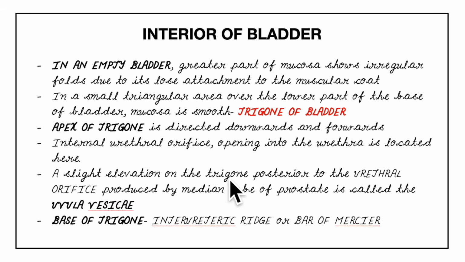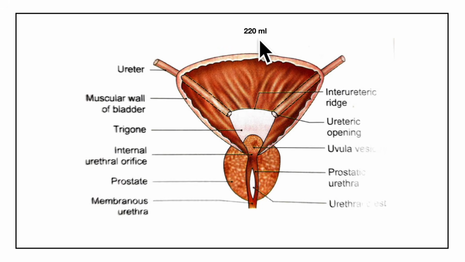There is a slight elevation on the trigone posterior to the urethral orifice produced by the median lobe of the prostate, and this slight elevation is called the uvula vesicae. The base of the trigone is made of the interurethric ridge or the bar of Mercier. Now looking at the capacity of the bladder, the mean capacity of the bladder in an adult male is 220 milliliters. It varies from 120 to 320 milliliters.